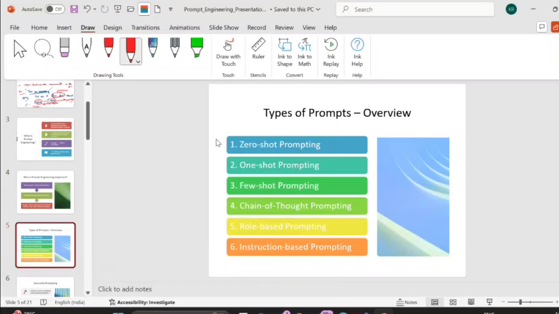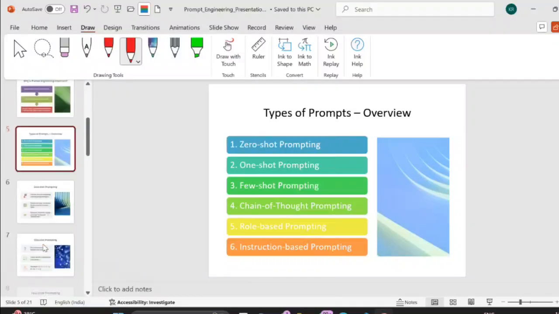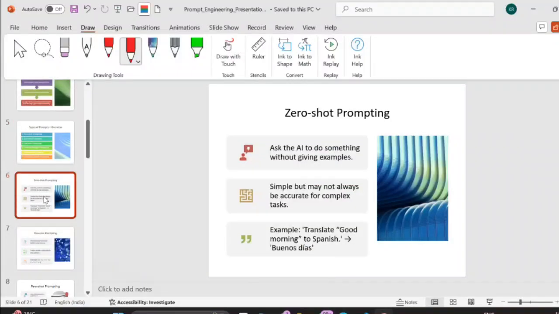So we have a few types of prompts. First one, zero shot. Second, one shot. Third, two shot prompting. Fourth, COT, chain of thought. Fifth, role based prompting. Sixth, instruction based prompting. There are more than six in total, but here only six are the main prompting types. First, we will explore zero shot prompting. Guys, please note down some of the points, it will be useful to you in your career.